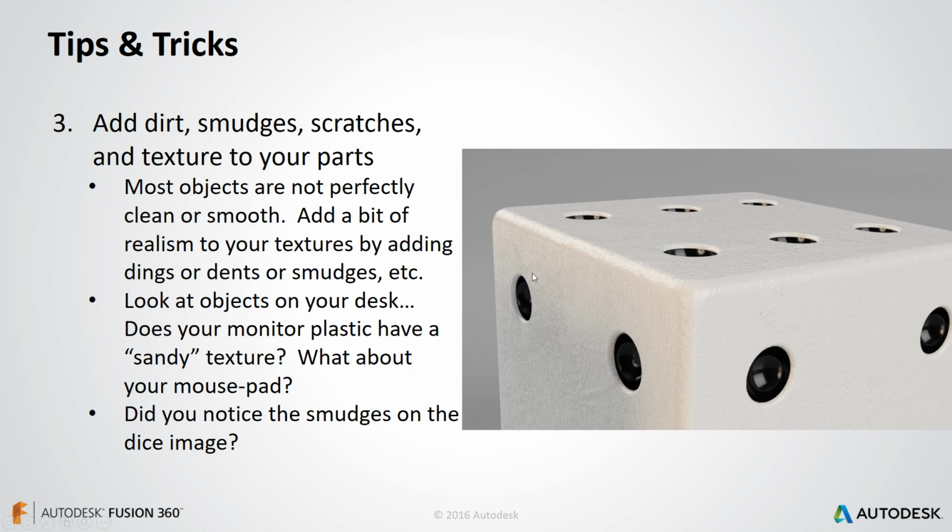Another thing, I don't know if you noticed, but notice the smudge. It's a darker color over here on the left, where maybe somebody had dirty fingers. And a dice is something that gets held and thrown and abused quite a bit, honestly, right? So you want to simulate that in your rendering.